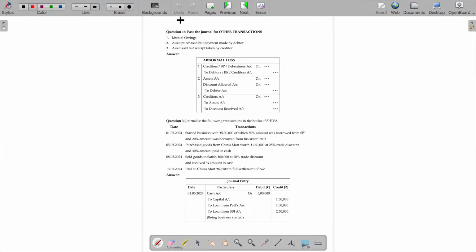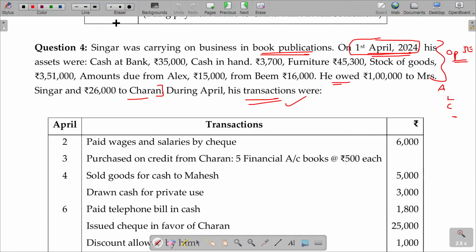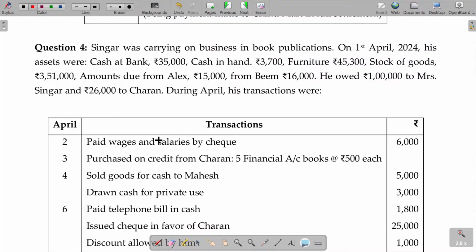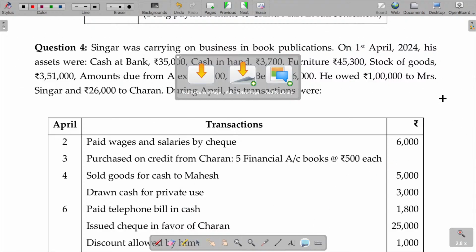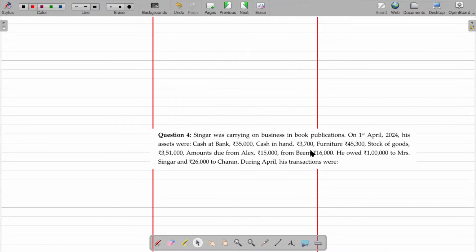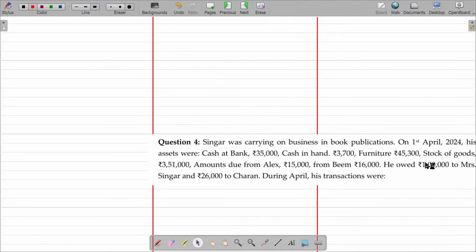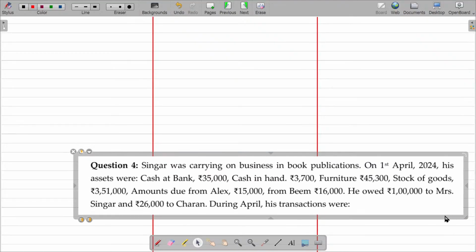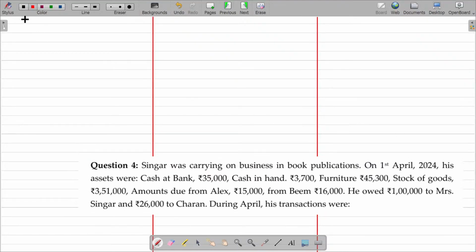Now, let's see. I'll start with the capital and opening journal entry here. Question number 4. Tell me the journal entry for this. 1124.